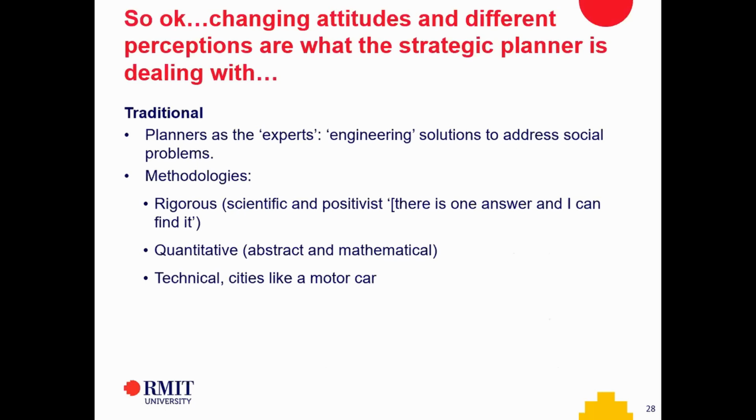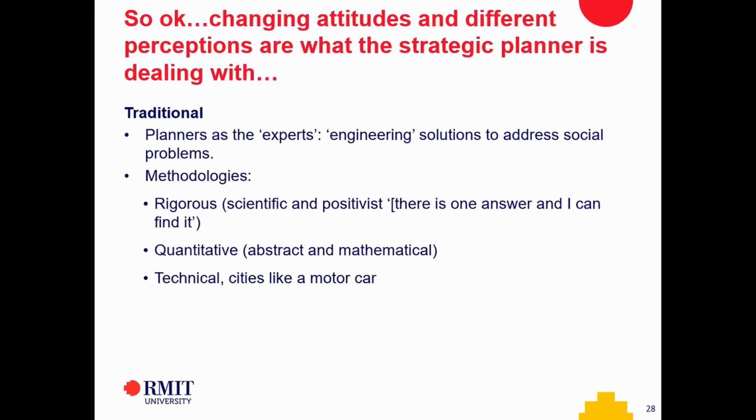So, all right, we live in a bit of a changing, movable feast to some extent in the world of strategic planning. Traditional, with the planners as the experts, with, if only by analogy, engineering solutions, a little bit like having a motor car that breaks down, you get the spanner out and you fix it, and then you can drive off again. And then you've got these particular methodologies, that's ways of doing things, that are associated with this traditional view.